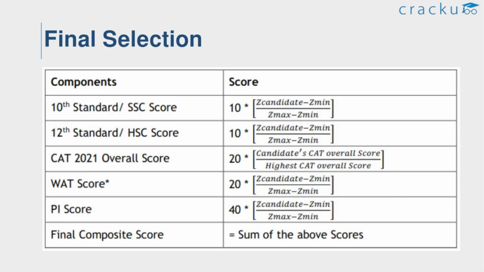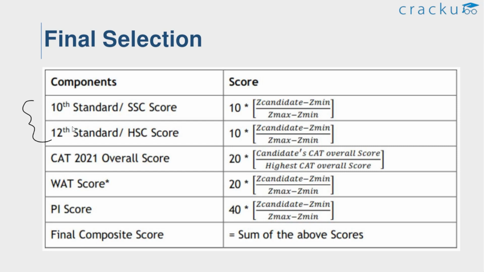And this is the final selection process. The candidate satisfying the requirements mentioned in stage 2 will only be considered for the final selection. Category wise merit list will be generated based on the final composite score as noted in this table. You can see that even in the final selection, Indore gives weightage to your 10th and 12th scores.